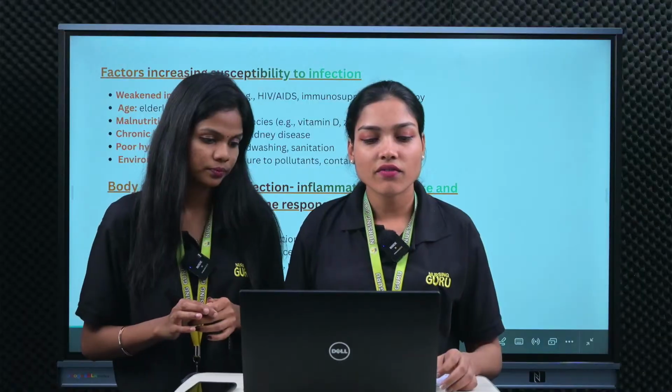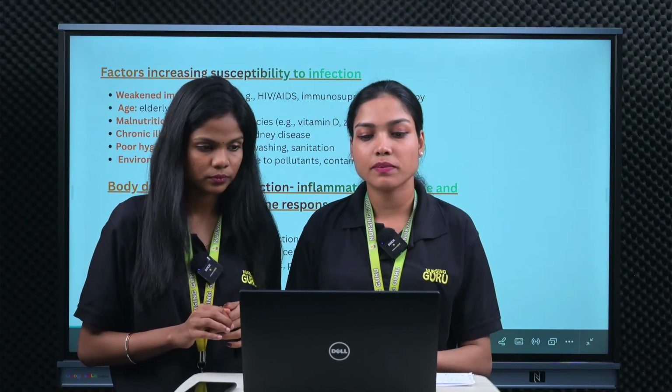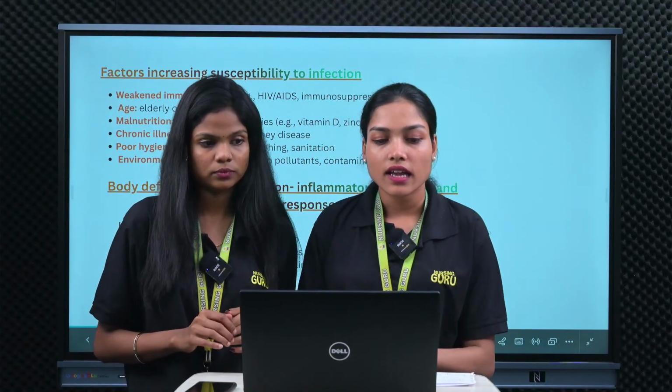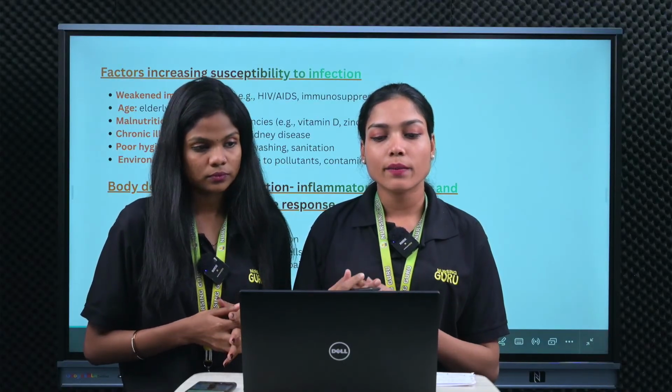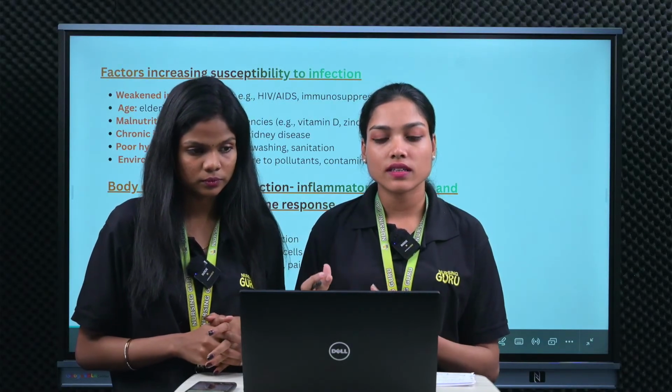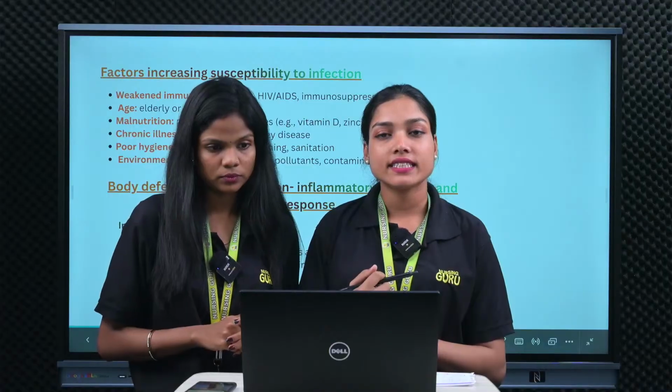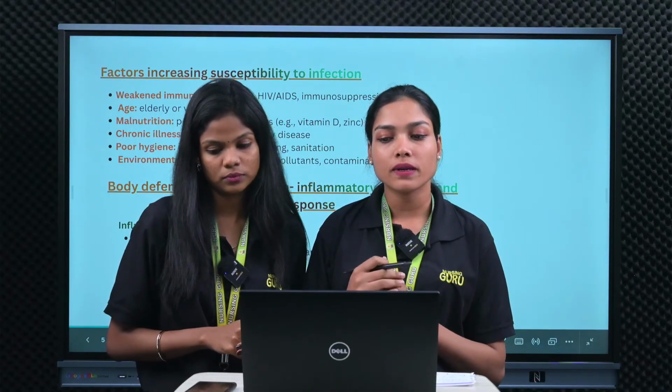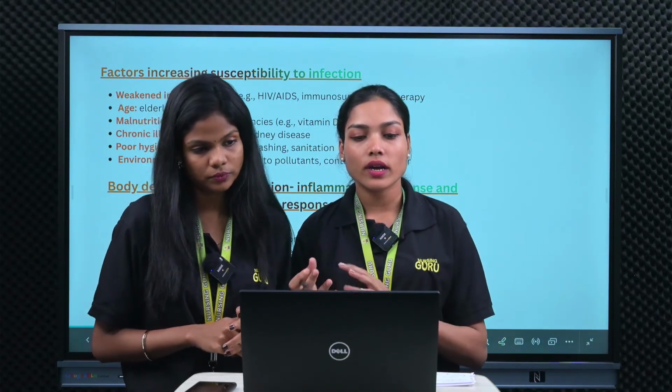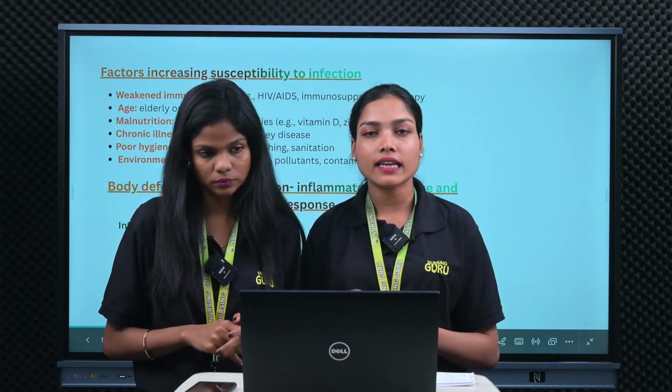Next one is factors increasing susceptibility to infection. The first one is weakened immune system. In weakened immune system, examples are HIV or AIDS and immunosuppressive therapy. These are the two examples coming under the weakened immune system.